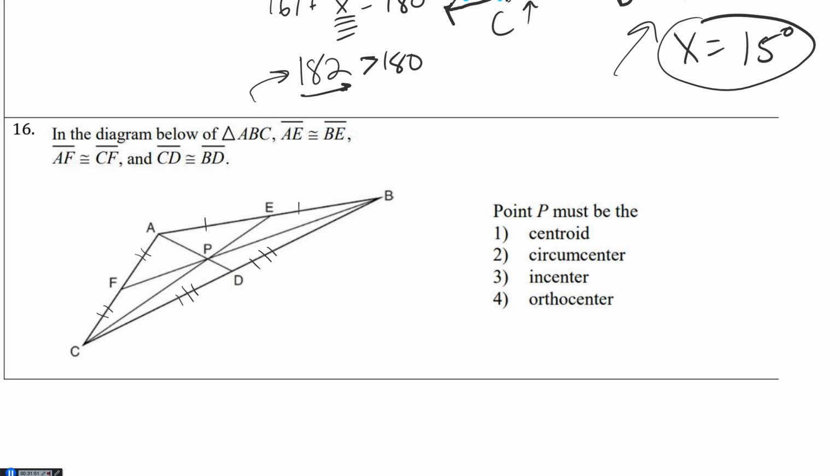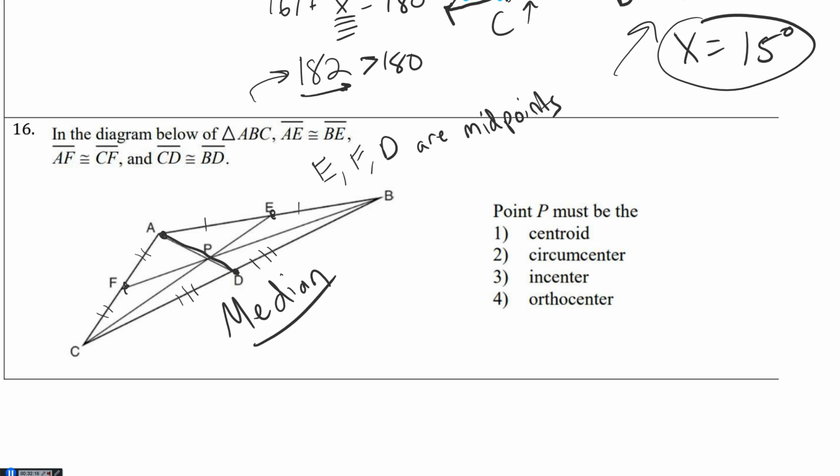Now notice that when I have pairs of congruent segments on each side of a triangle, that means that E, F, and D are midpoints of their respective sides. Remember that a segment that connects a vertex to a midpoint is called a median. So I've got 3 medians that I drew here, and the intersection of the 3 medians is called the centroid. And remember that big claim to fame for the centroid is that 2-to-1 ratio that it breaks up these medians into.